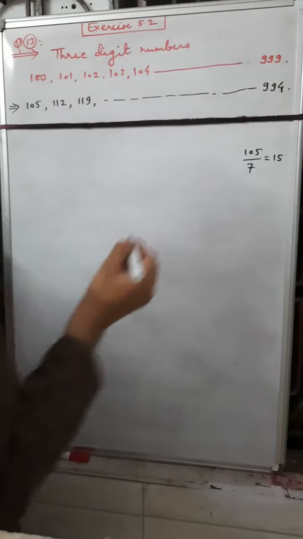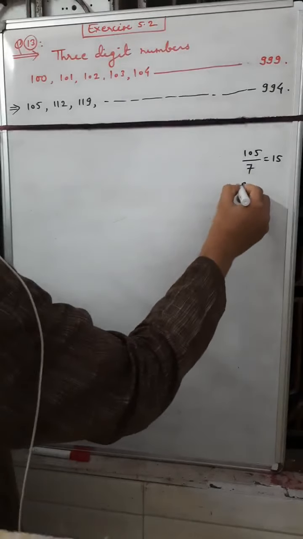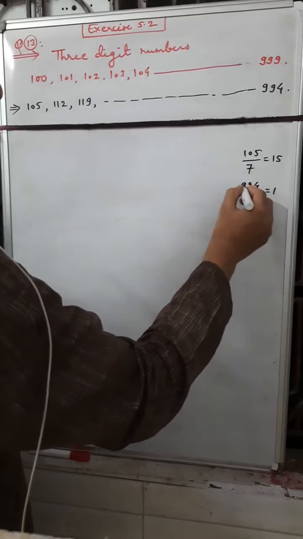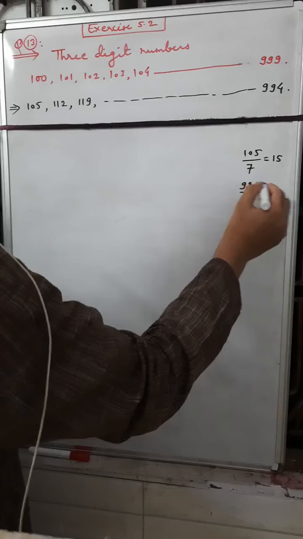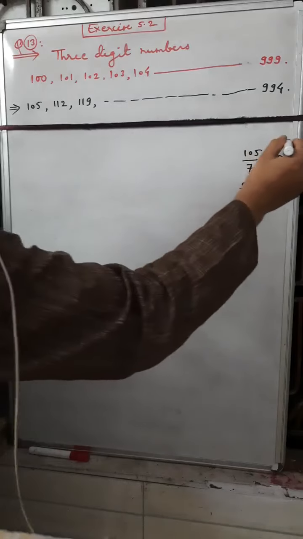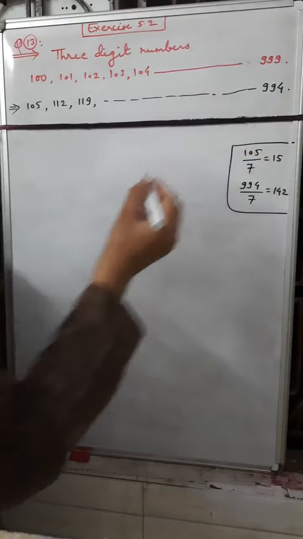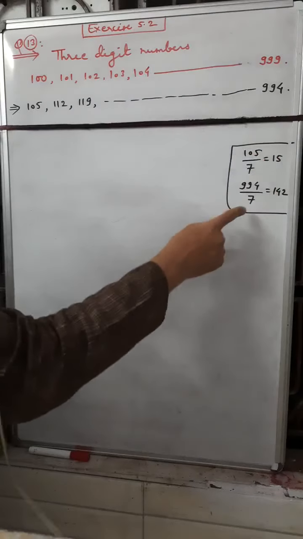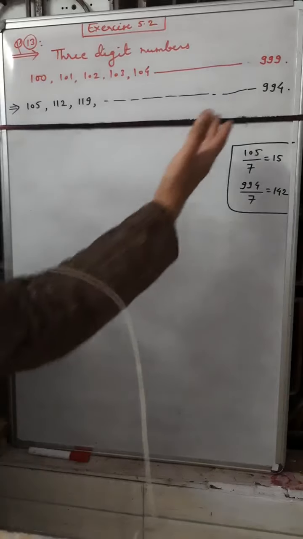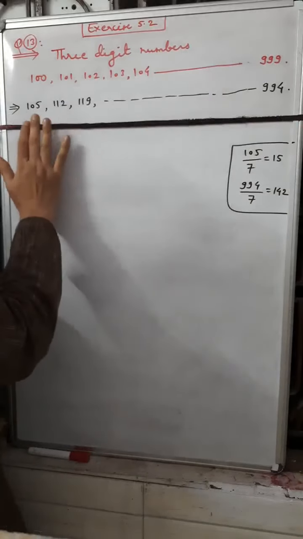994 is divisible by 7. So we can try to solve here. 7 ones are 7, 7 twos are 14, 7 fours are 28. So both the first number 105 and the last number 994 are divisible by 7. Other numbers are not divisible by 7.